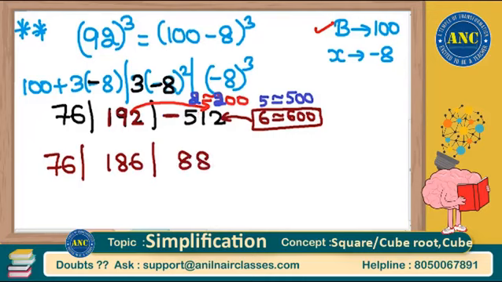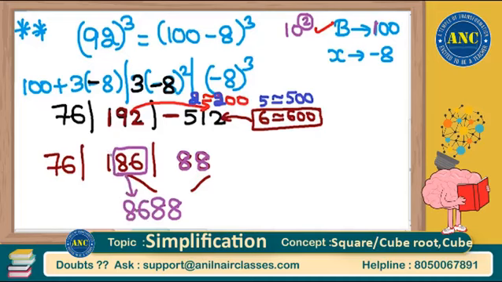It is 88. Last two places should have k digits. K is nothing but the power of 10 in 100. 100 is 10 power 2. Last two places should have 2 digits. Yes, 88 is having 2 digits. I will write it as it is. 186 is having 3 digits. Write down only 2 digits, 86. Carry forward 1 to the next bit. Answer is 778688.